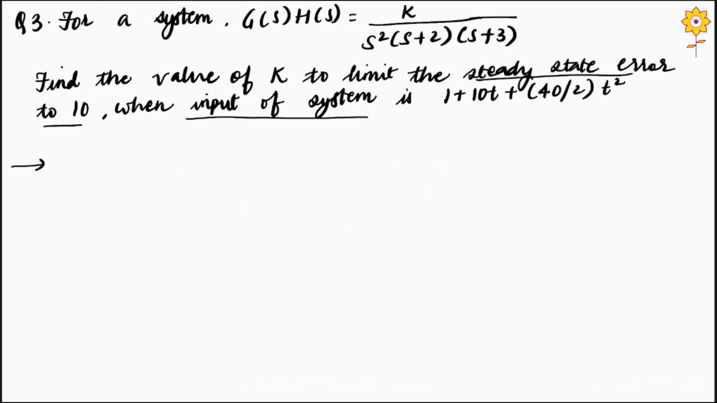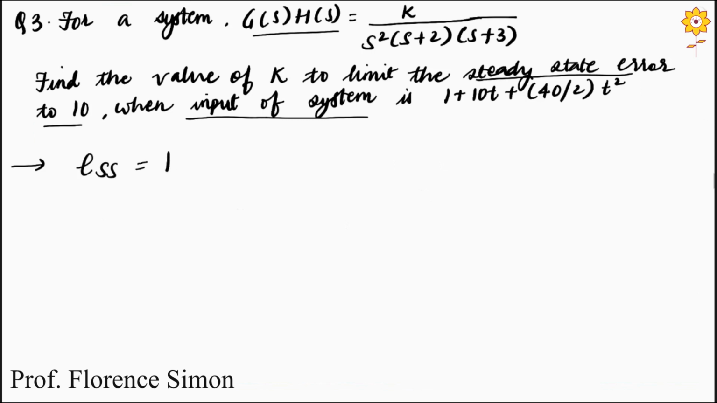In this video, we will be looking at a sum on Unity Feedback System. So here in the question you can see they have given us the G of s, H of s equation. Along with that they have asked us to find the value of k to limit the steady state error to 10, meaning they have given us the value of ESS, that is the steady state error, as 10 when the input of the system is this.